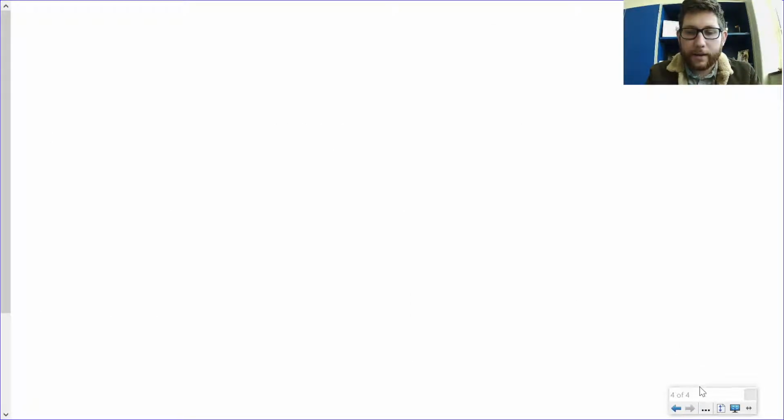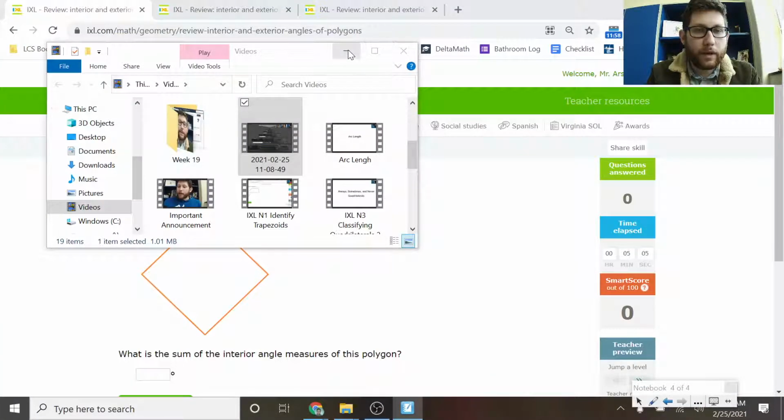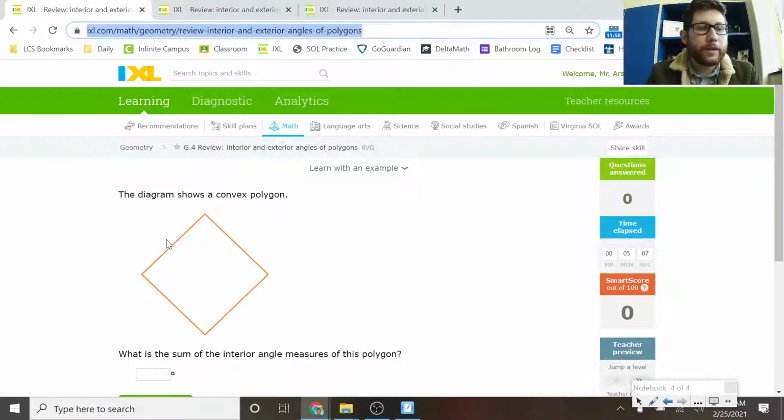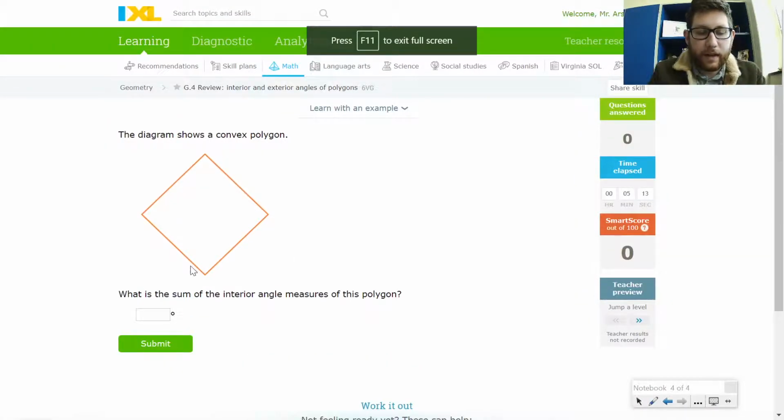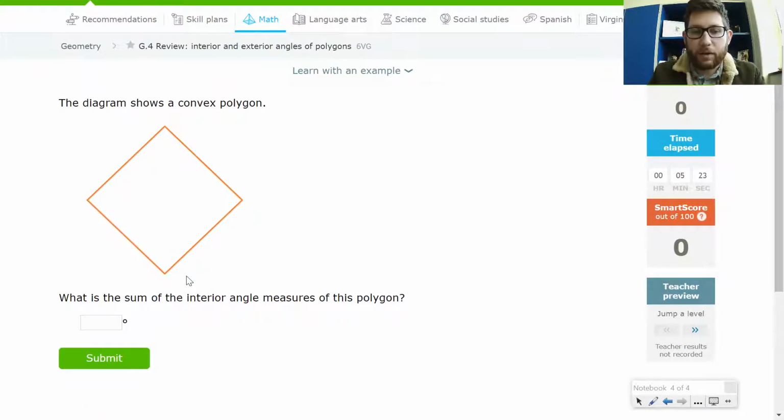All right, so let's go ahead and take a look at IXL G4 and see what we've got going on here. Let's take a look at what's going on in general, and then we'll look at a couple specific examples. This one is going to be a review of your interior and exterior rules with polygons. Let's pick out some keywords, and it will guide us to which formula we are going to use. I want the sum. I see sum right here. I see interior right here.